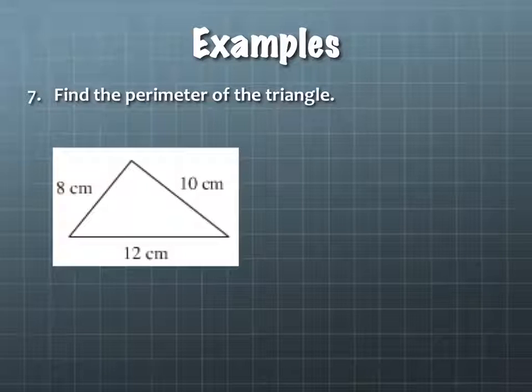So here's an example. This one's a triangle. Find the perimeter of the triangle. So I'm not even going to say anything else. You guys find it, tell me what you get.